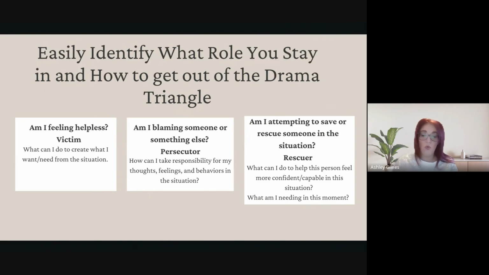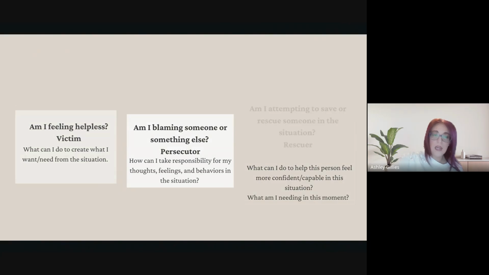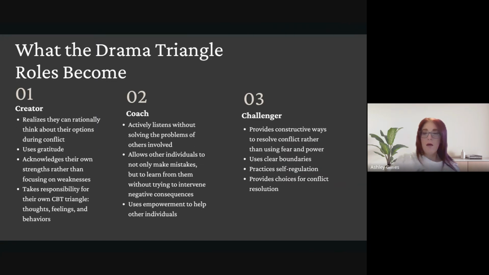It will give you what role you're in based on if you answer yes to the question, and then how to get out of it. Okay. We're going to take that a little bit deeper. Because when you get out of it and you answer those questions and you genuinely do them, the roles of the triangle change. So you're no longer a victim, a rescuer, a persecutor. You're no longer dysfunctional. The roles flip.